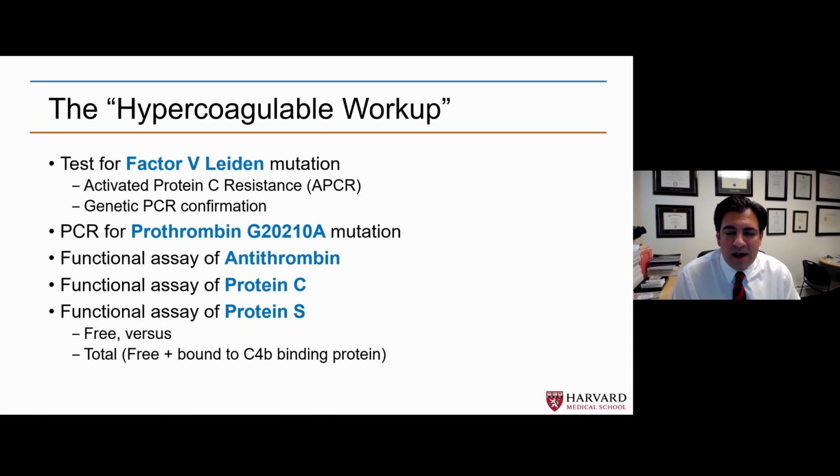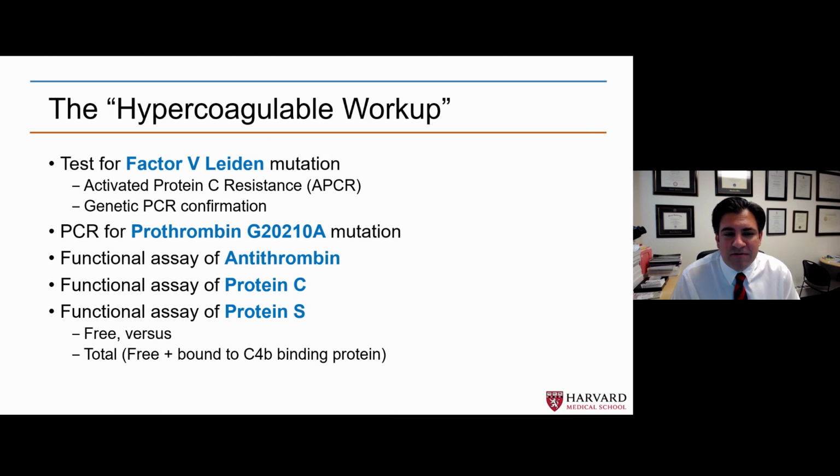Now, when we talk about a hypercoagulable workup, this typically includes certain tests. These are the ones that are probably the most common and likely the highest yield in most cases. Many institutions have a hypercoagulable panel, which includes many other tests, but if a patient really does have an indication for hypercoagulable tests, these are the ones that are probably the best to pursue.